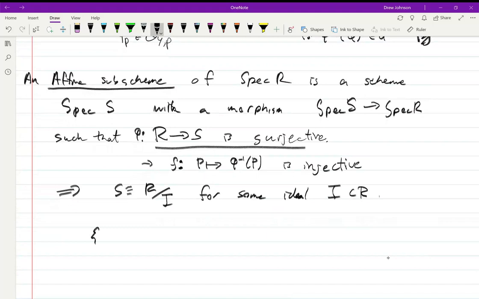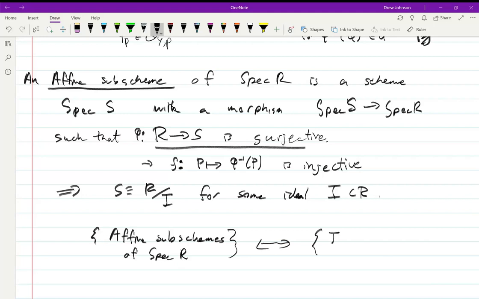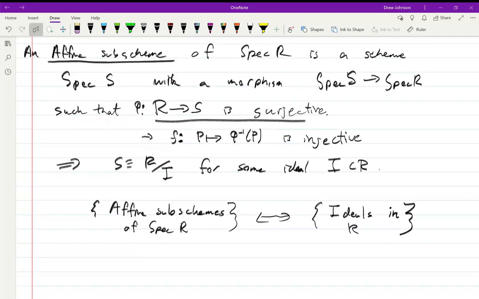Okay, so we get this conclusion: affine subschemes of spec R are in bijection with ideals in R. So for varieties, affine subschemes corresponded to radical ideals in the coordinate ring. But now we're allowing ourselves any ideals because we're okay with having nilpotent elements in the structure sheaf.